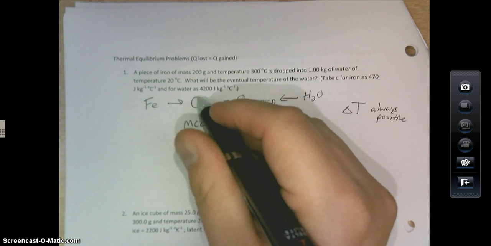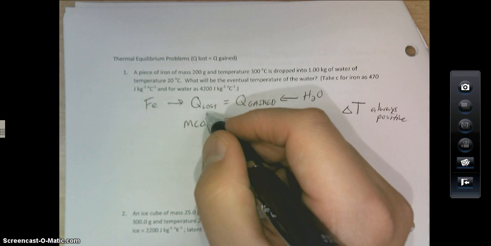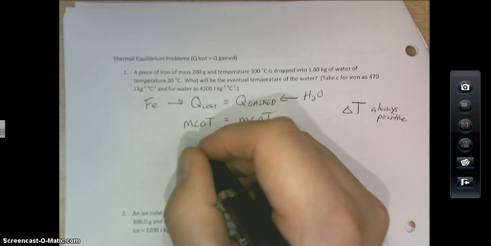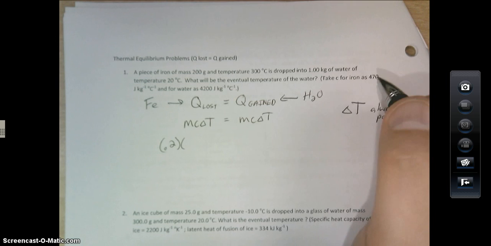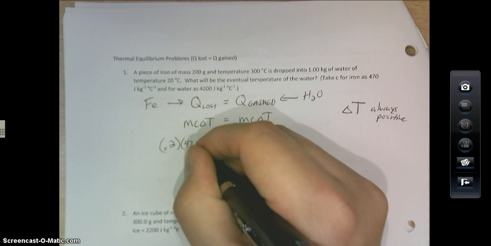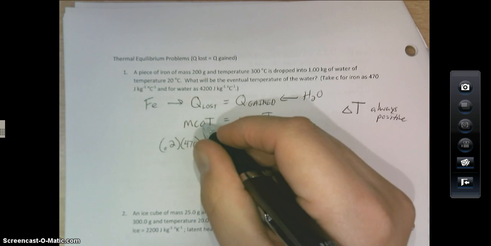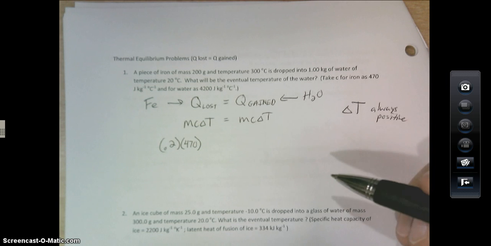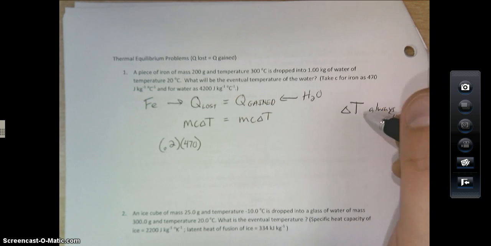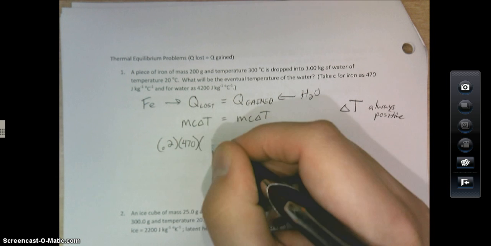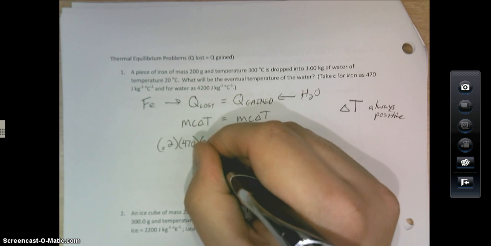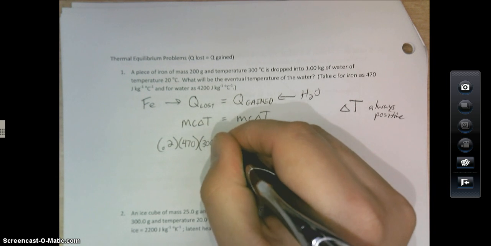For this particular object, when the heat is lost, the mass of the iron was 0.2. Its specific heat is 470, and its change in temperature, well, it's going to lose temperature. But if I want ΔT to be a positive quantity, then it's going to start at 300 and reduce down to some temperature.